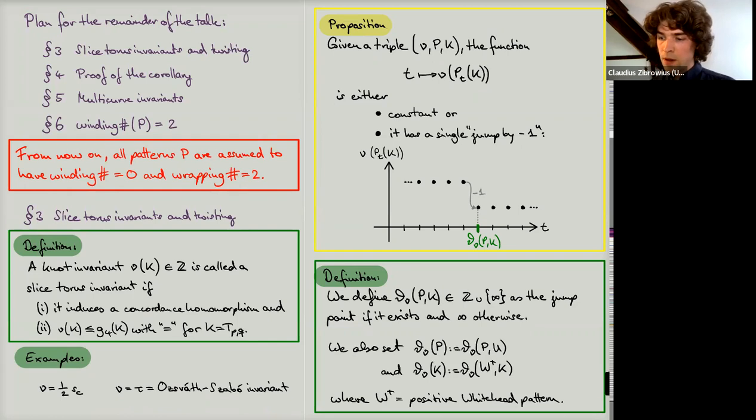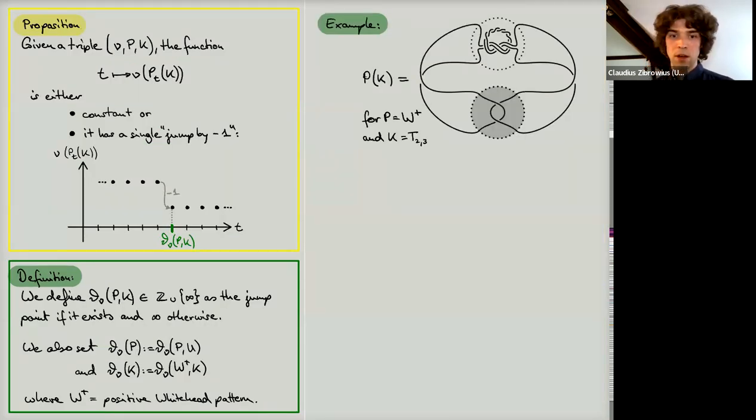Furthermore, we define two other theta invariants, one for patterns and one for knots, by specializing the other component respectively. So we define the theta invariant for a pattern by fixing the companion to be the unknot, and similarly, we define the theta invariant of a knot by fixing the pattern to be the positive Whitehead pattern. Here's a picture of a positive Whitehead pattern. It's this clasp, and here it is in this instance for the trefoil knot.